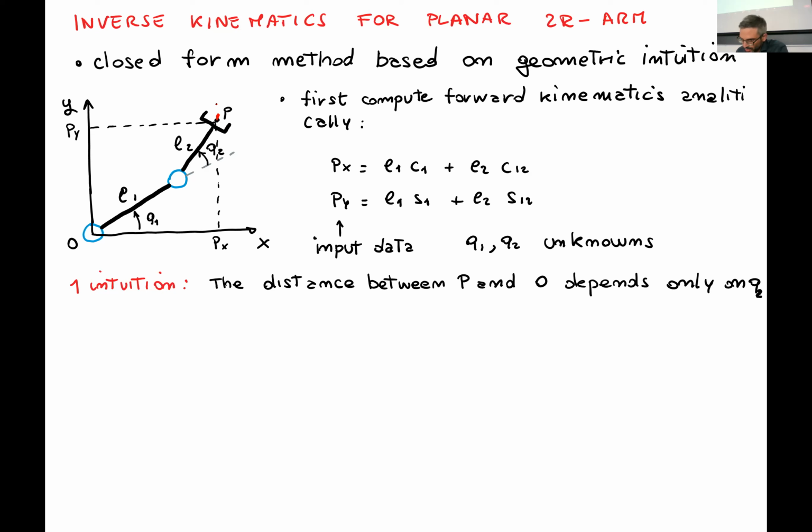Now, one intuition we could have in this case is that the distance between the point P and the point O only depends on the angle Q2 and not on the angle Q1. So if we have it flat here, okay. Can I remove this? Yeah. How? Like this? Just turn it around completely.